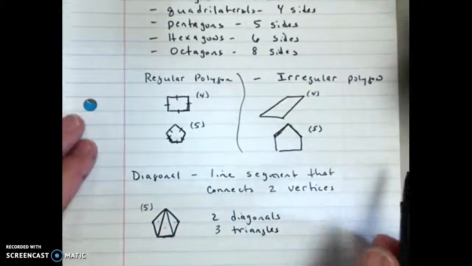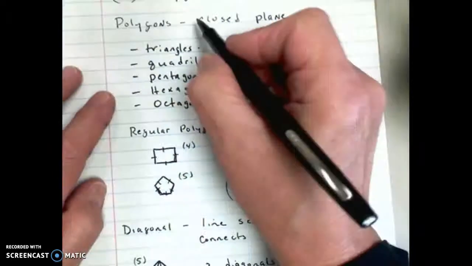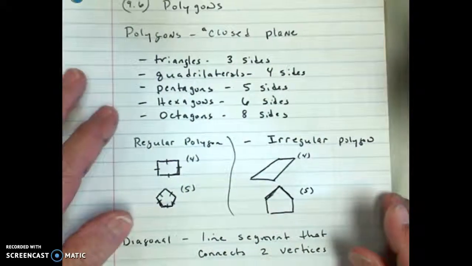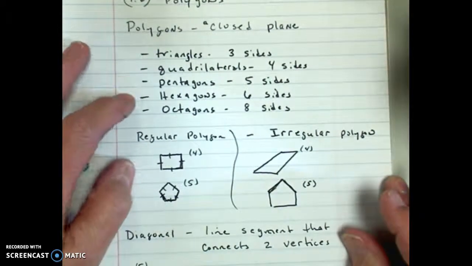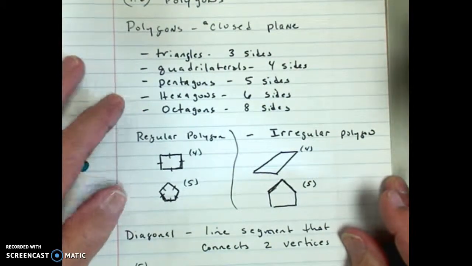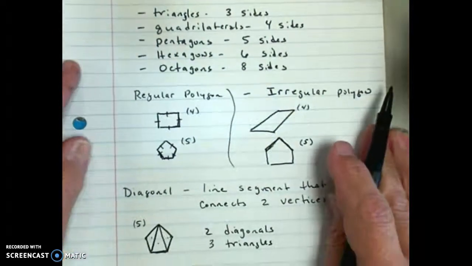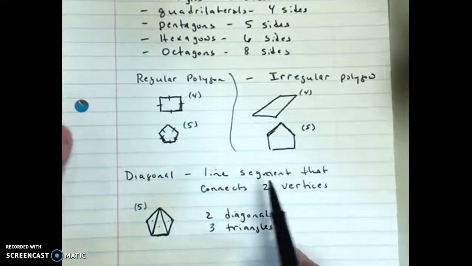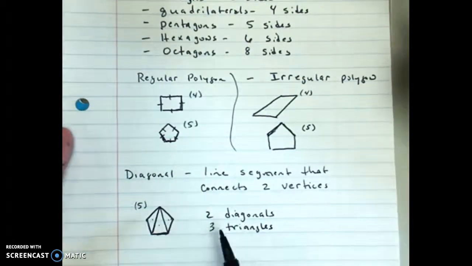So you should have a little bit of review. Polygons are basically a closed plane, and there are different kinds of polygons: triangles, quadrilaterals, pentagons, hexagons, octagons. We have regular and irregular polygons, and then diagonals are those line segments that connect two vertices, again, not counting the outside edges.